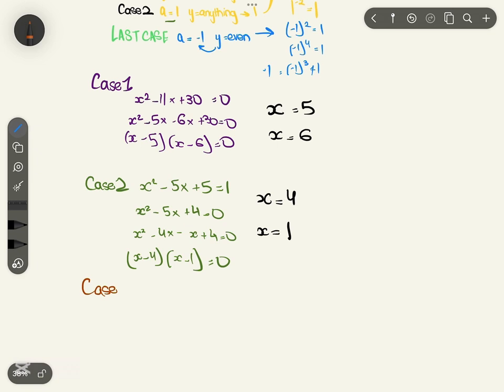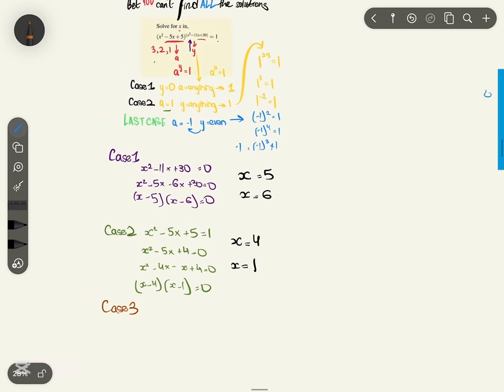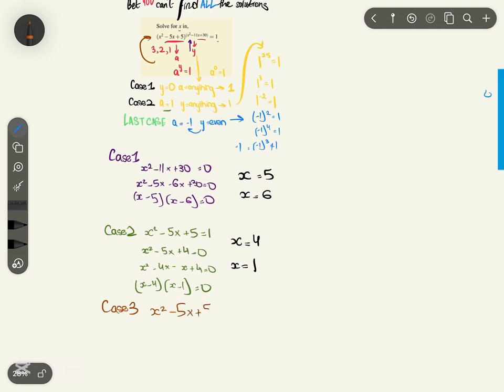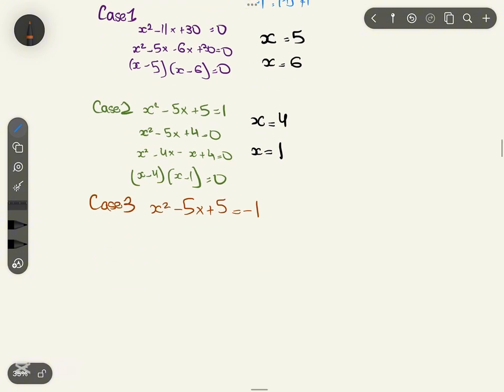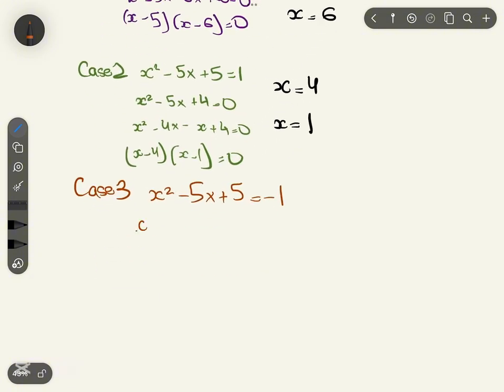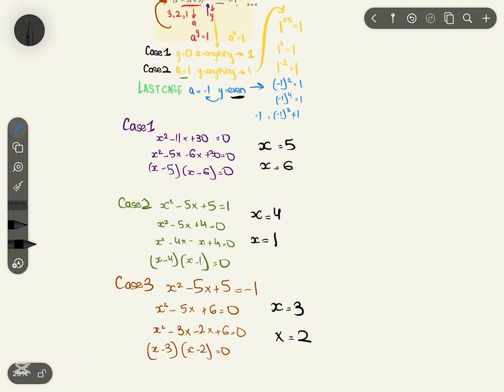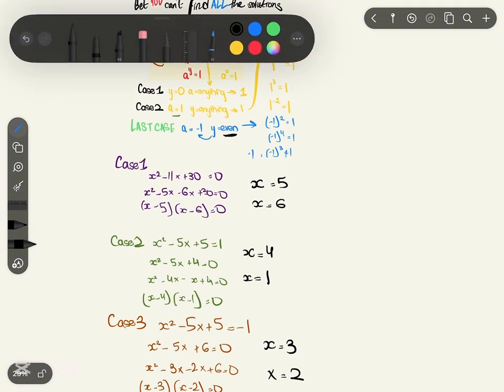Now let's think about case 3. Case 3 basically states that a would be equal to minus 1 and y would have to be even. Let's think about the even part later. So in order to make a equal to minus 1, we take the expression that we set as a and put that equal to minus 1. And now let's add 1 to both sides to get x squared minus 5x plus 6 is equal to 0. And then we get x squared minus 3x minus 2x plus 6 is equal to 0. And we factorize this as (x minus 3) times (x minus 2) is equal to 0. And now the values of x that we get from this are x is equal to 3 and x is equal to 2. Now we need to consider if y in these cases is even.